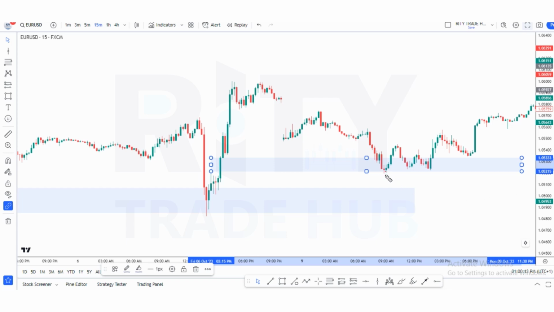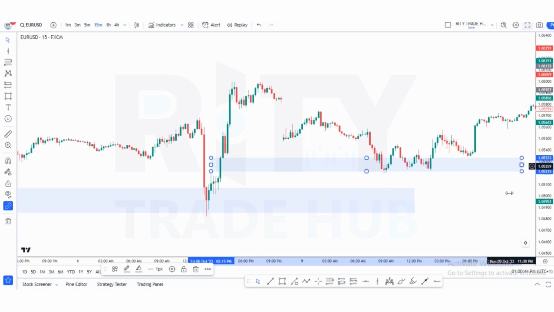If price breaks this level, then if there is any other unmitigated POI below, you can wait for it. If price does not respect this POI, it can come lower to another POI zone. So that is why you always need to wait for lower time frame entry confirmation before you ride the trade.